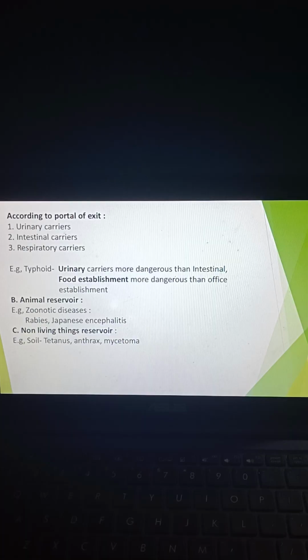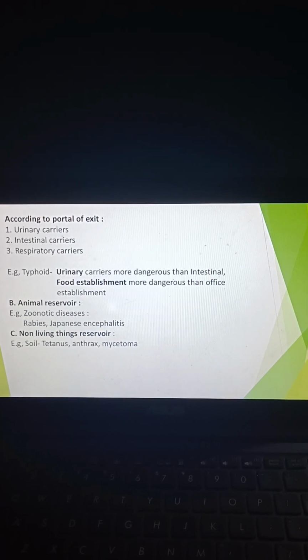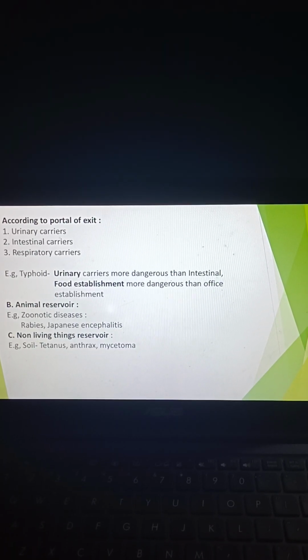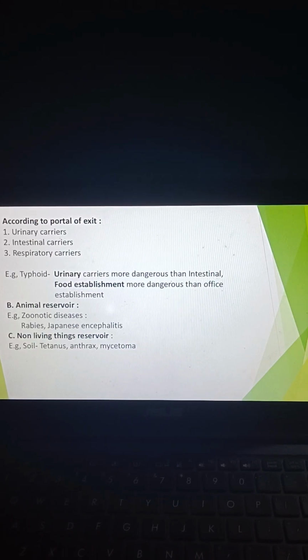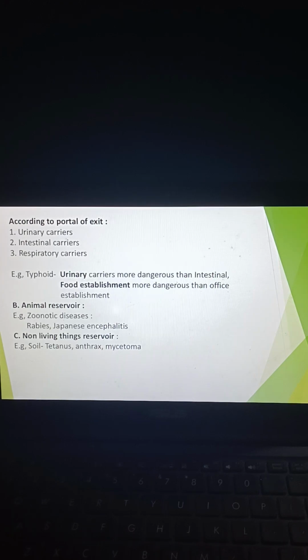Animal reservoir, for example, zoonotic diseases, rabies, Japanese encephalitis. Non-living things reservoir, for example, soil is the reservoir in case of tetanus, anthrax, mycetoma.